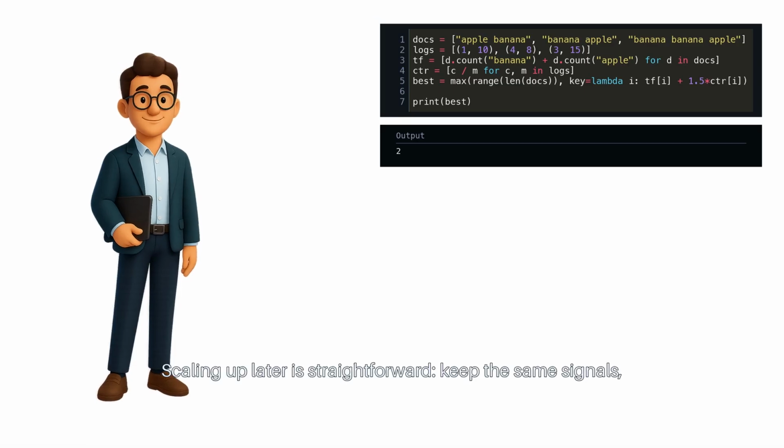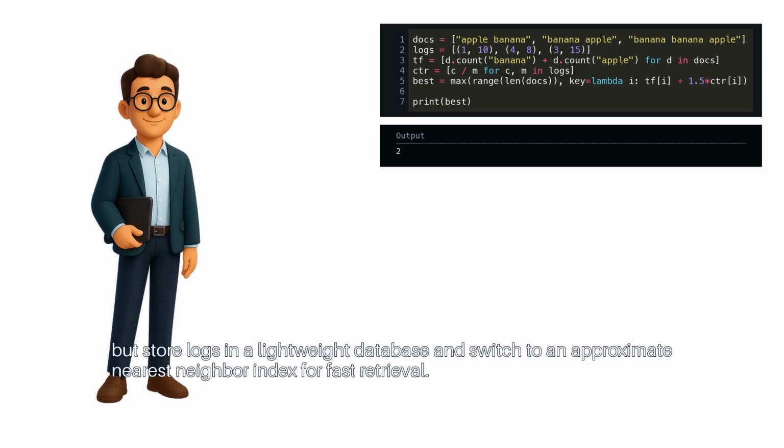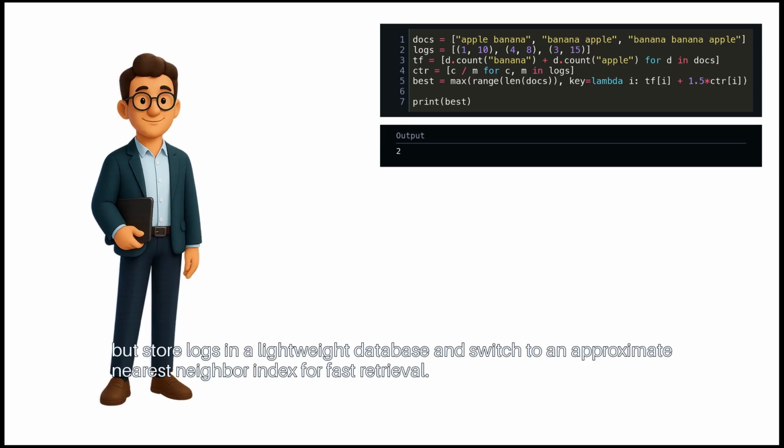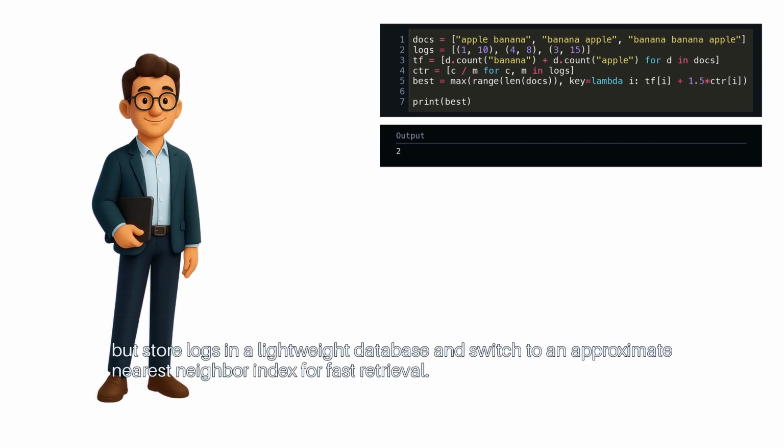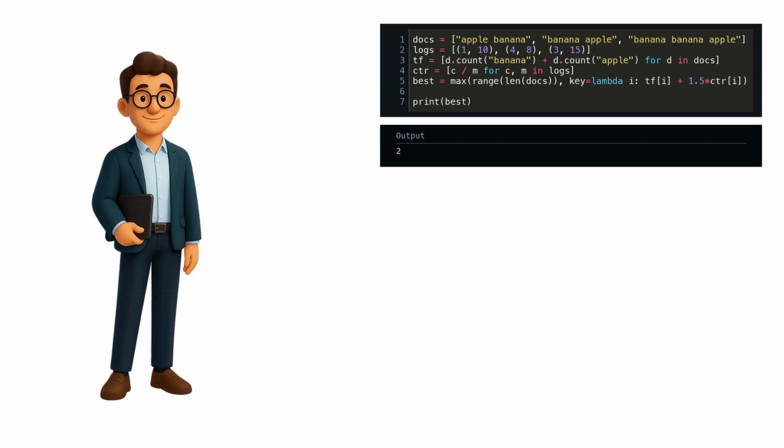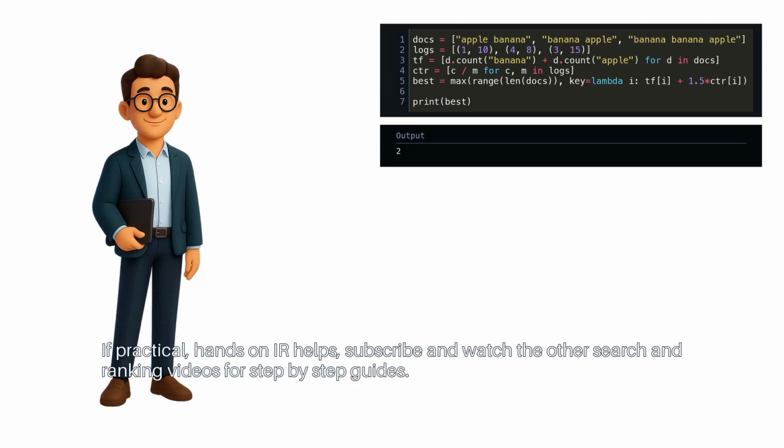Scaling up later is straightforward. Keep the same signals, but store logs in a lightweight database and switch to an approximate nearest neighbor index for fast retrieval. If practical, hands-on IR helps.